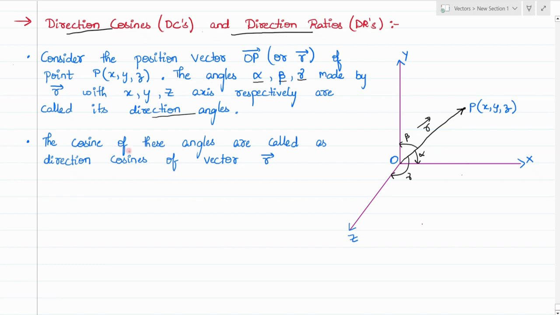Next, the cosines of these angles are called the direction cosines, which is nothing but the DCs of vector R, which means cos alpha, cos beta, and cos gamma are called the DCs of vector R. These DCs are represented by L, M, and N respectively. So DCs are nothing but the cosines of angles alpha, beta, gamma.